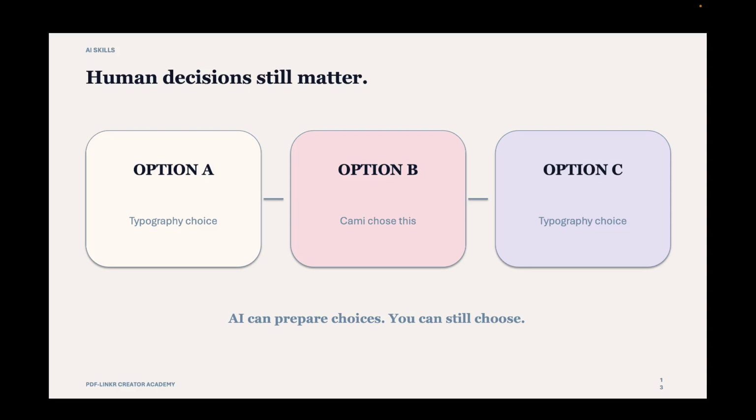Typography choice, you give it images as a guide for your color palettes and all of those things. It can prepare the choices for you. You can still choose, and you can also tell it, I don't like that at all. Use this instead, and upload an image.